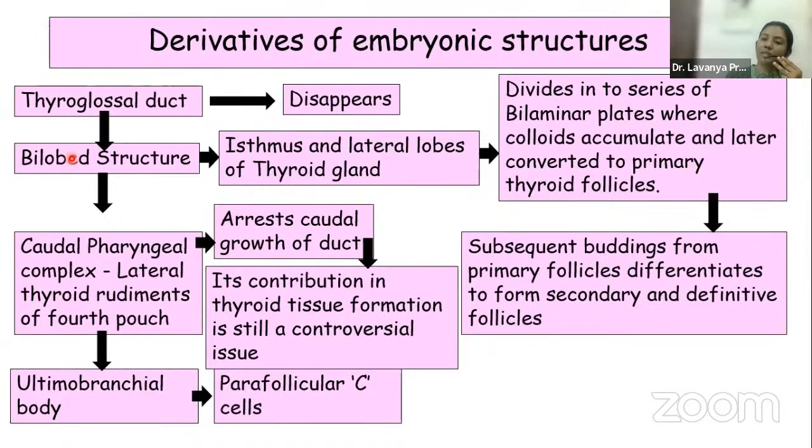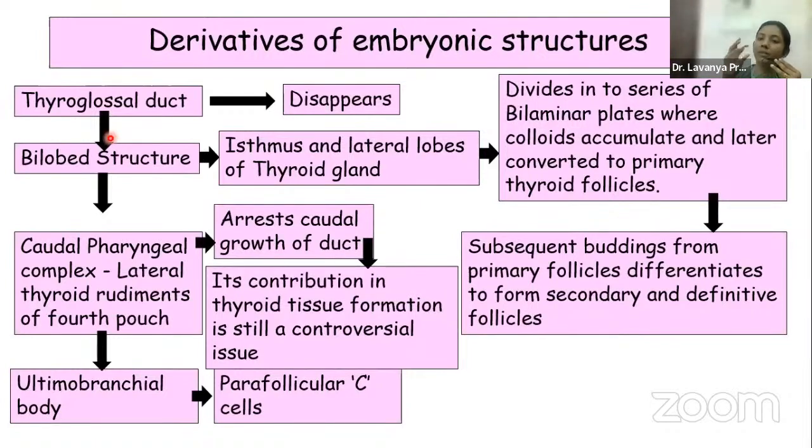This thyroglossal duct, the entire duct, has to regress. In case of failure of regression of the entire duct, or it can take place in any of the spots, it will result in the formation of some aberrations, which we call a thyroglossal cyst. So finally, what happens to this bilobed structure?